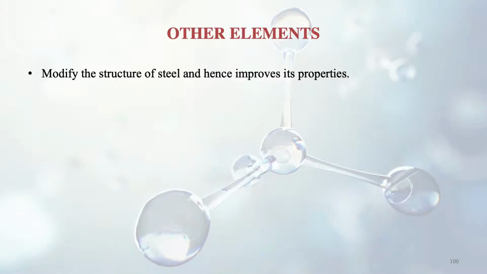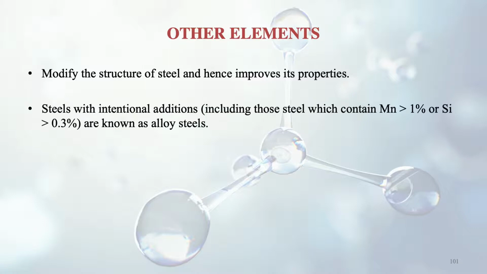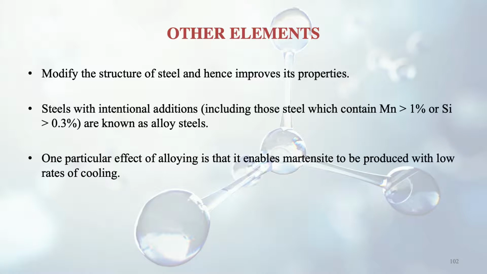Other elements are also there, some prominent ones we discussed earlier. What will they do? They will modify the structure of steel and improve the properties. Steels with intentional additions, including those steels which contain manganese more than 1% or silicon more than 0.3%, are known as alloy steels. One particular effect of alloying is that it enables martensite to be produced with low rates of cooling.